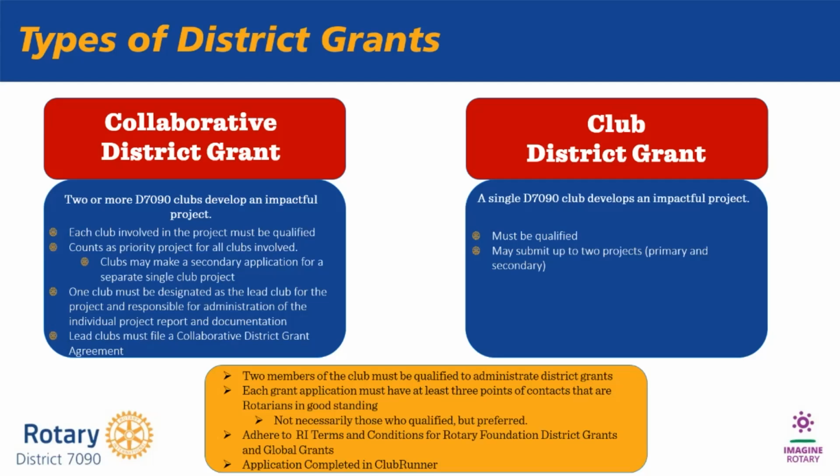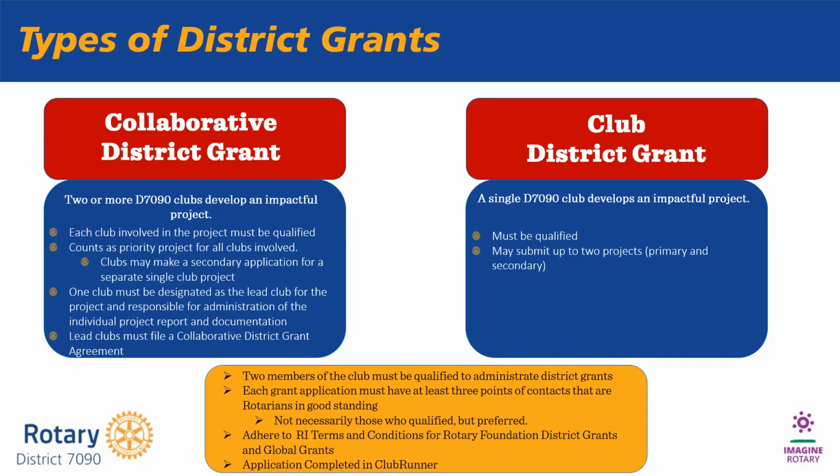And because, like I said, this is our first year really doing it, we're learning as we go. Lead clubs must file a collaborative district grant agreement, like an MOU. And for our club district grant, just a single club working by themselves, you just have to be qualified. And you can submit up to 2 projects, a primary, then if there's money left over, a secondary as well. For both of these district grant opportunities, you have to have 2 members that are qualified to administrate the district grant. Each grant application must have at least 3 points of contact.